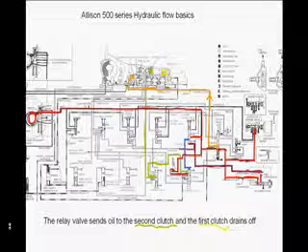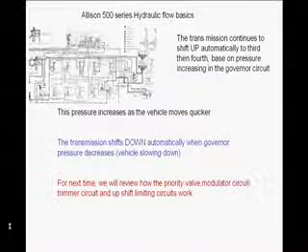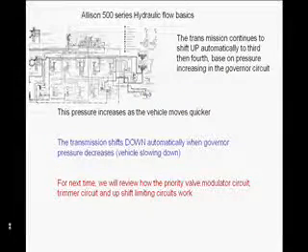Second gear is achieved because the relay valve sends oil via the green line to the second clutch. First clutch is now drained off. It will shift in the same manner all the way up to fourth and downshift automatically too as speed decreases.